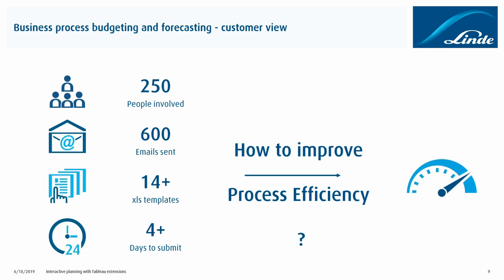And as mentioned before the change, 250 people were involved. We sent around a lot of emails for adjustment. We had a lot of different Excel templates, and a very long lead time to submit any information. And basically the question was, how can we improve the process efficiency of this forecasting process?